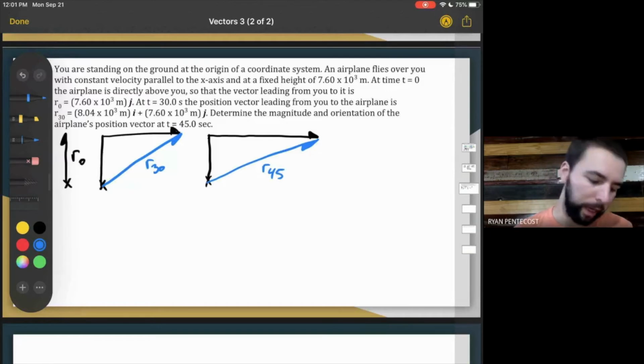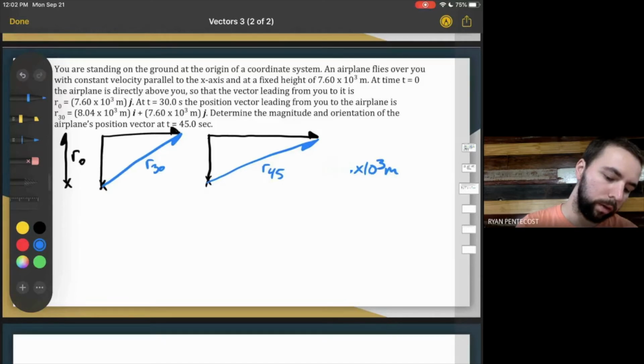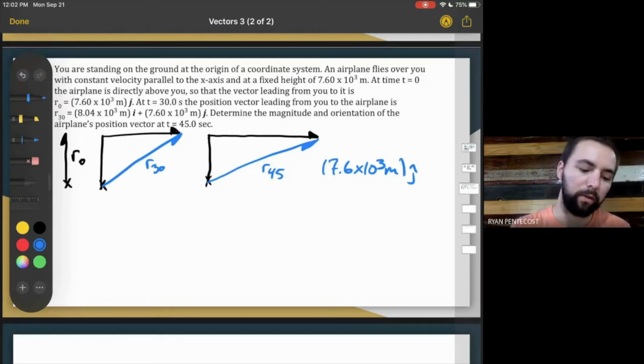So you can guess that the j component is going to be 7.6 times 10 to the third meters j hat. We know that for a certainty, right? It's at a constant altitude. We just need to figure out what is the x component. What is that i?